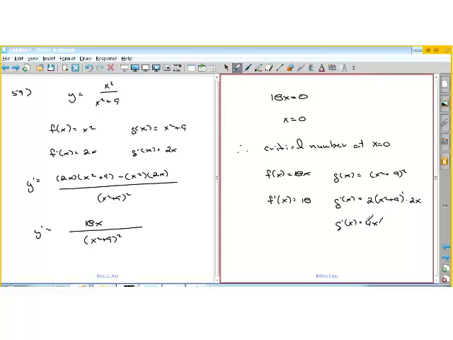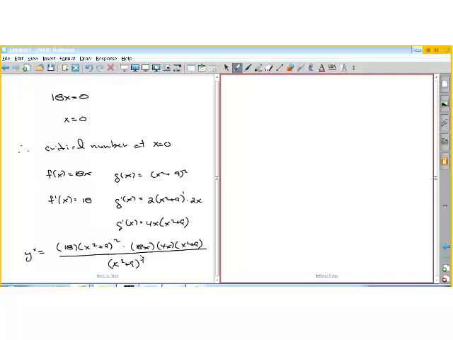So we get 4x times x squared plus 9. And so we do this in the quotient rule for the second derivative. Y double prime is equal to 18 times x squared plus 9 squared minus 18x times 4x times x squared plus 9, all divided by x squared plus 9 to the fourth power.